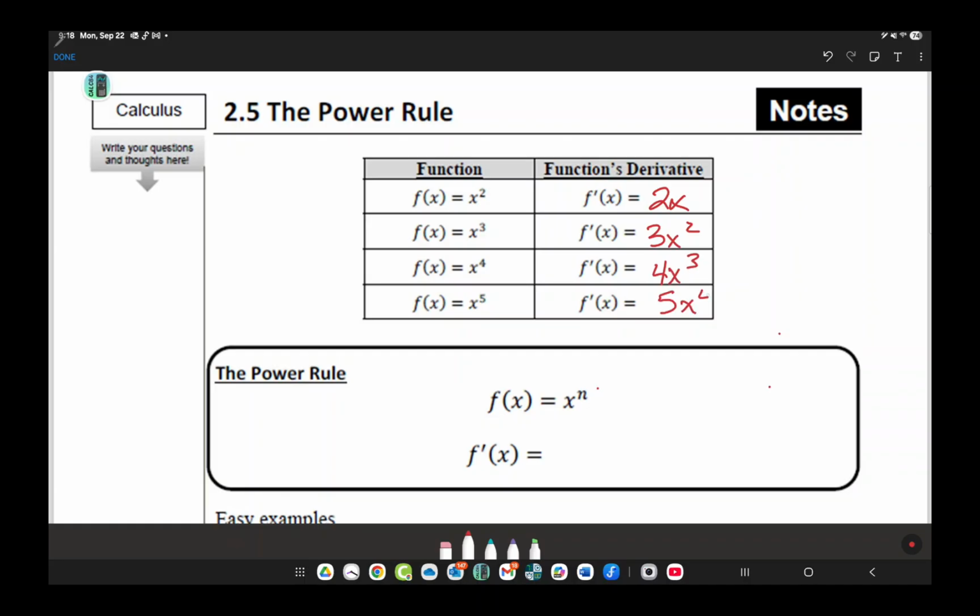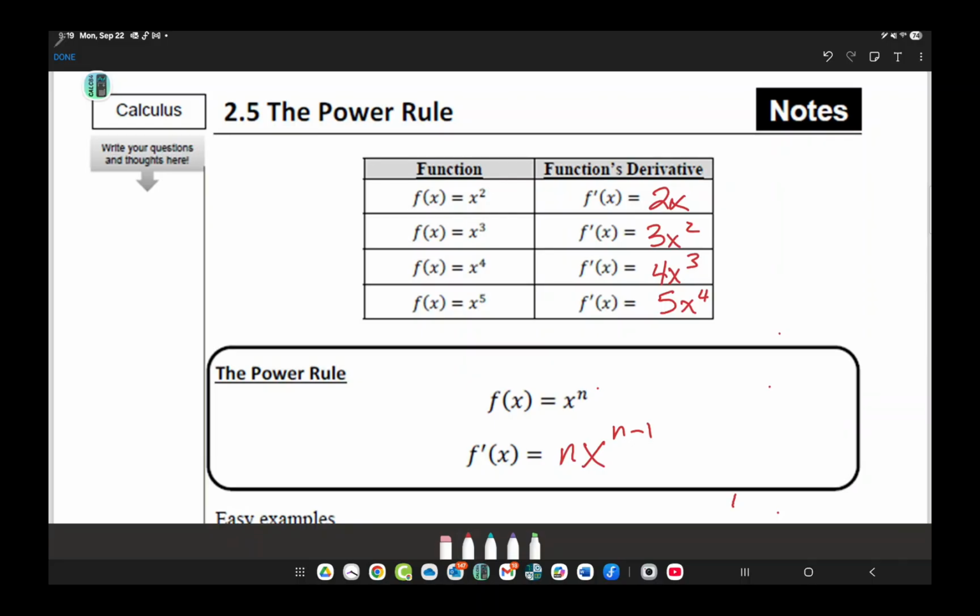So do we see the pattern? Sorry, 5x to the fourth. Do we see the pattern? All right, so what's the pattern? Bring down the exponent, multiply it by the exponent, and subtract 1 from the exponent. That is the power rule.